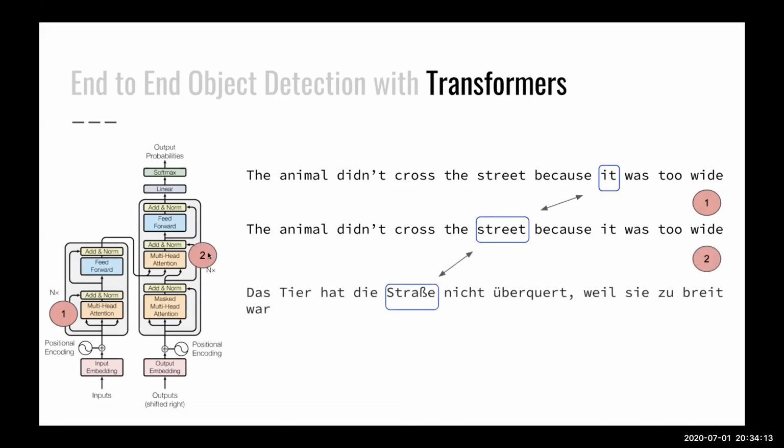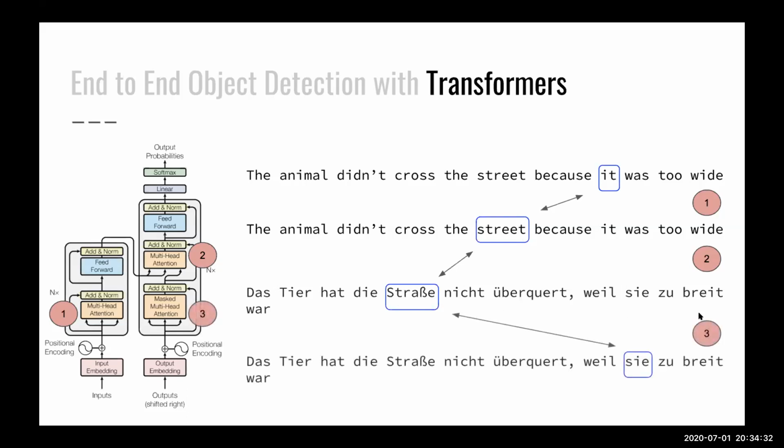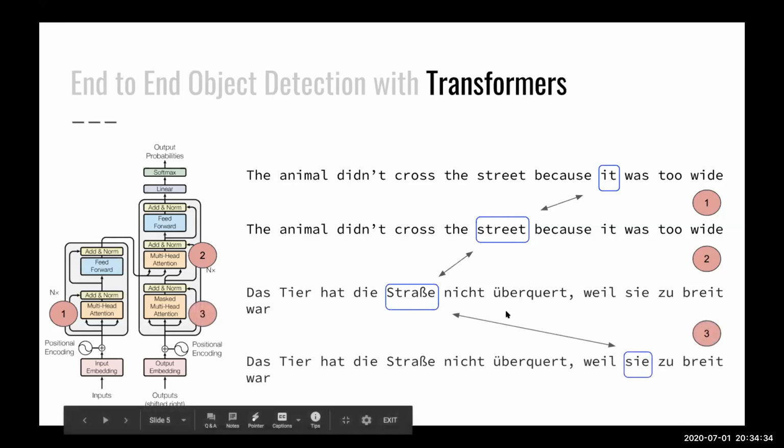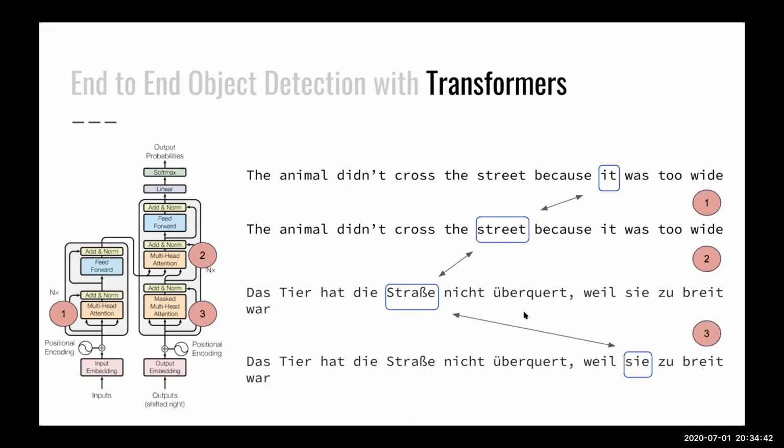Then number two, the other attention mechanism is between the input sentence and the decoded sentence, the output sentence. So as we're translating this into German, we also realize that street and Straße, those are both the same word. So there's going to be attention between those two. And then similarly to number one, within the output sequence, you're also going to have an attention mechanism. So in a similar way that it and street, these two words are also referring to the same thing.